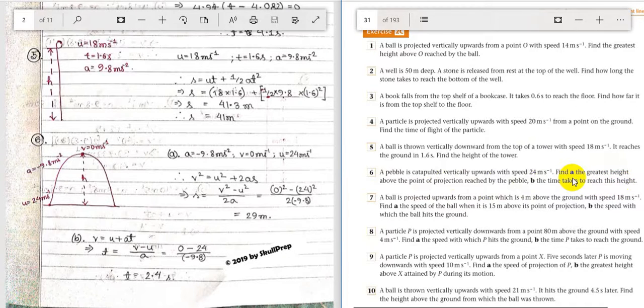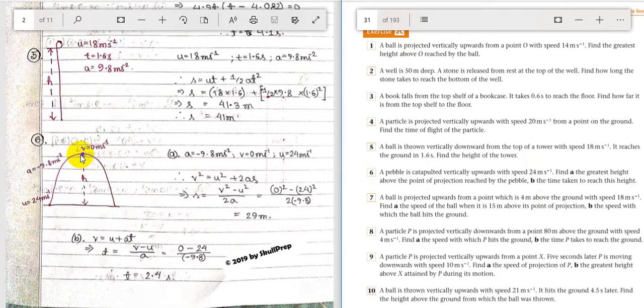So in part A, it wants you to find the greatest height it has reached from its point of projection, and in part B, it wants you to find the time it takes to reach that maximum height. It has given you the initial velocity, that is 24 meters per second, and it's about double motion, so the value for acceleration is going to be negative 9.8 meters per second squared, and the final velocity at the maximum point is going to be 0.